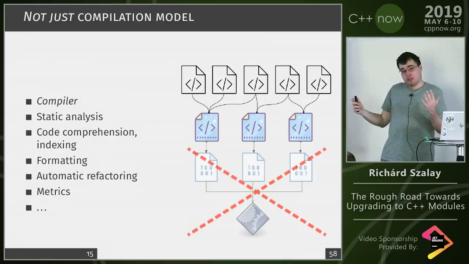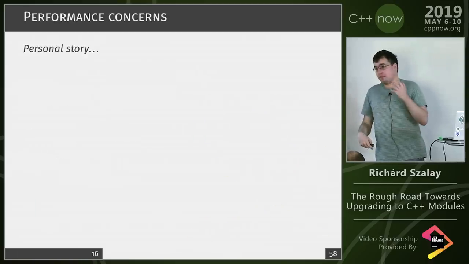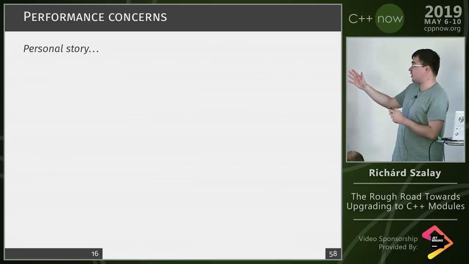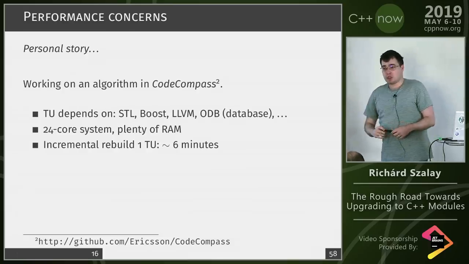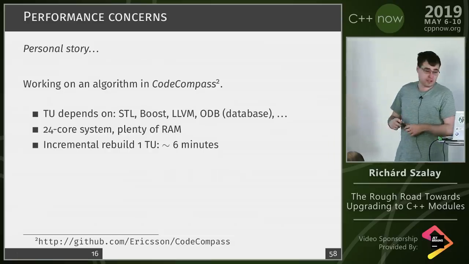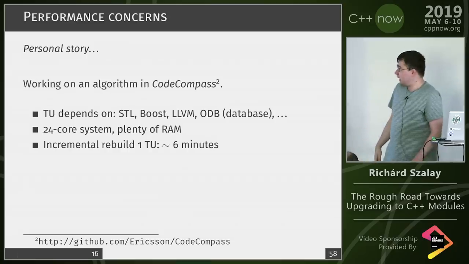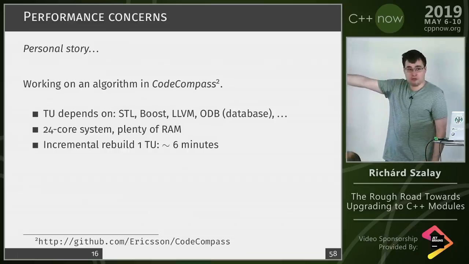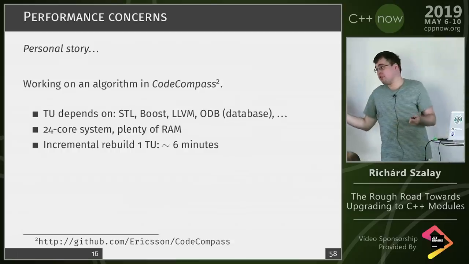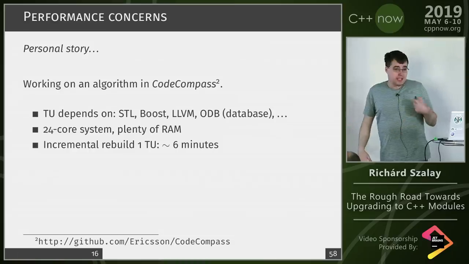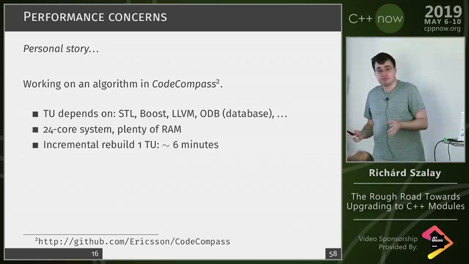So it's a bit of a two-face: I want to write good code, but I also don't want to spend all my life waiting for the compiler. And the motivation behind the original question of this research was more of a personal story. I was working on Code Compass, which is a code comprehension tool for C++ projects. Mostly all translation units depend on these four, actually maybe five or six libraries. Now, if you think about it, any one of them alone would be enough for kicking you out, but all four of them. Now, I was having a particular system, 24 threads, 40, 50 gigs of RAM, and I was working in a single translation unit trying to put together an algorithm, and an incremental rebuild of that translation unit was 6 whole minutes, which is insane.